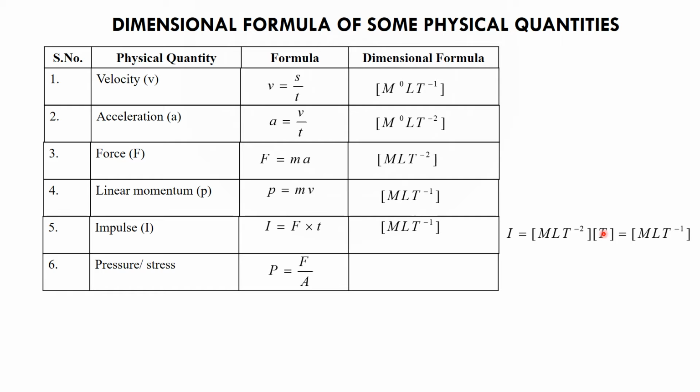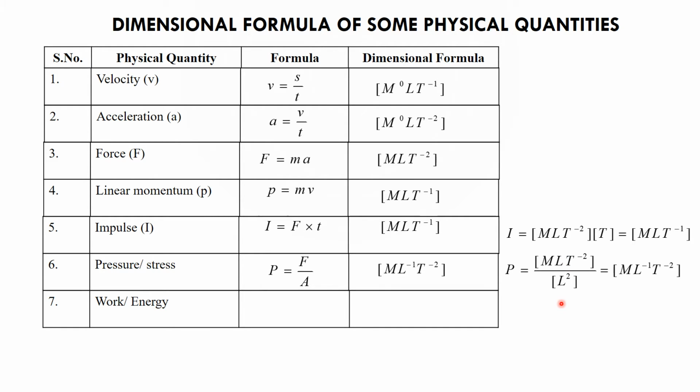Do you remember the formula? Pressure is force upon area. Now force is MLT^-2, upon area, which is L^2. One L gets cancelled out. So the dimensions are ML^-1 T^-2.